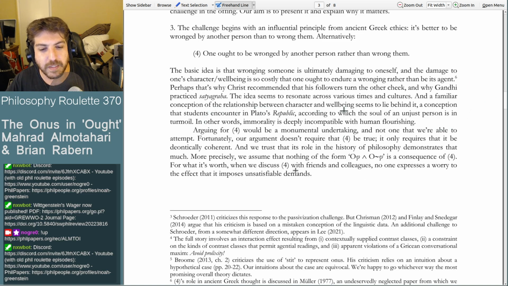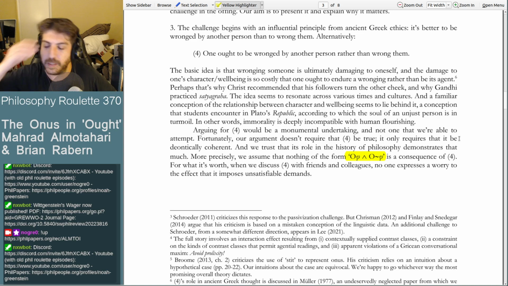For what it's worth, they say when we discuss 4 with friends and colleagues, no one expresses a worry to the effect that it imposes unsatisfiable demands. Yeah, I don't have any problem with 4. I have, what the flying fuck is this? How does 4 imply that thing? I don't understand that. This doesn't make sense. One ought to be wronged by another person rather than wrong them. How does 4 get to this? I don't even understand.